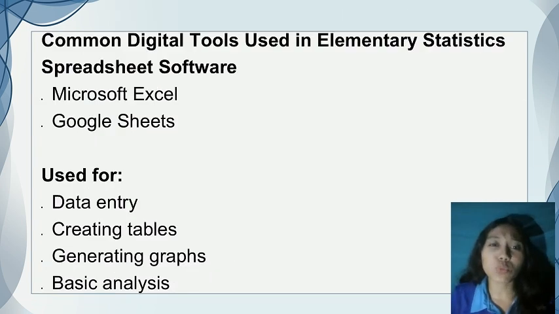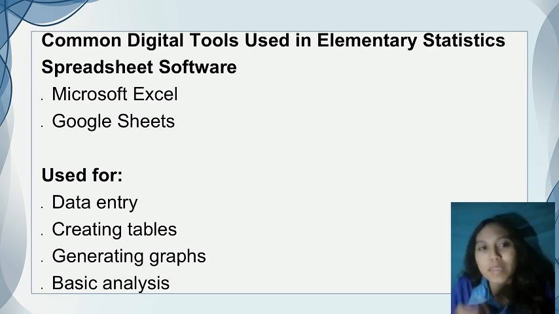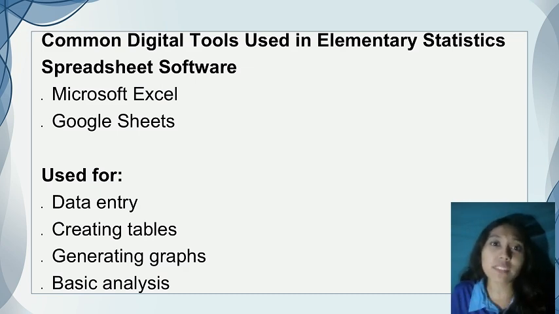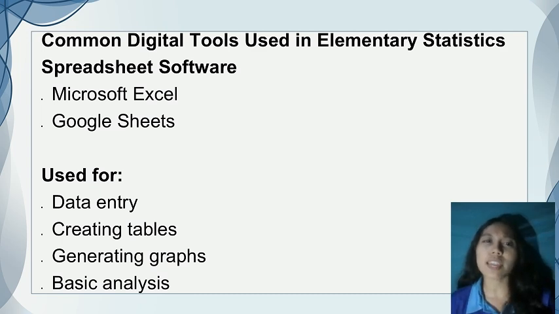Now, the common digital tools used in elementary statistics: spreadsheet software. So it's Microsoft Excel and Google Sheets. These are used for entering data, making tables, creating graphs, and also basic analysis. For an example, you can use Excel to enter a list of test scores, create a table showing the scores, and then make a bar graph to visualize the data.